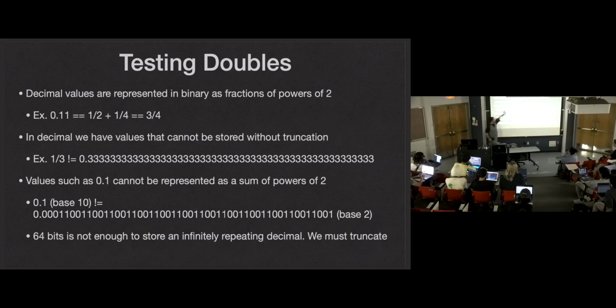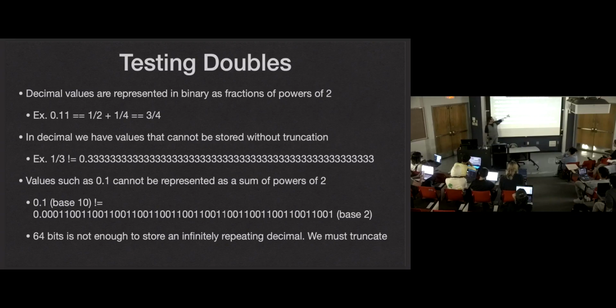1/3 is not equal to 0.3 no matter how many 3s we write, unless we write an infinite number of 3s, but we can't do that. Eventually, we're going to run out of paper, we're going to run out of space, we're going to run out of hard drive. We can't write infinite 3s, so 1/3 can't exactly be represented as a decimal, and 0.1, from our example, can't be exactly represented in a decimal in binary.